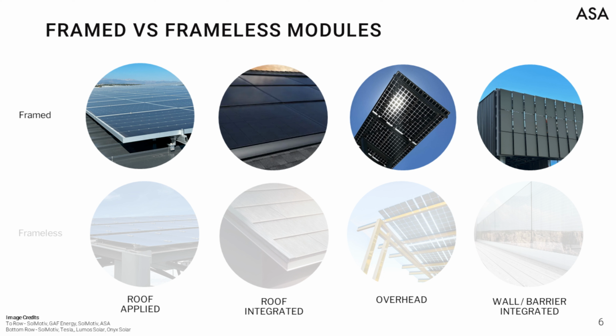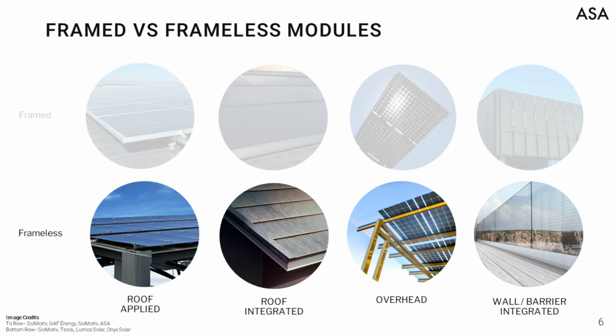Frame modules can be roof applied and roof integrated when their racking system enables them to replace a roofing material. In overhead applications, it's preferable to utilize a method that can be accessed from below because walking on solar modules should always be avoided. Frame modules can also be integrated into visual or physical barriers in aesthetically pleasing ways when vertical surfaces are the best option.